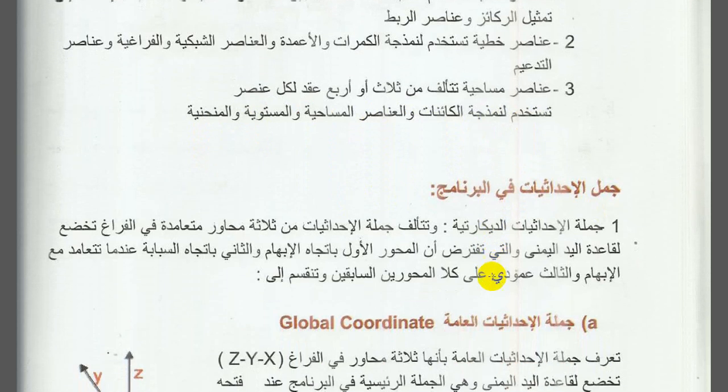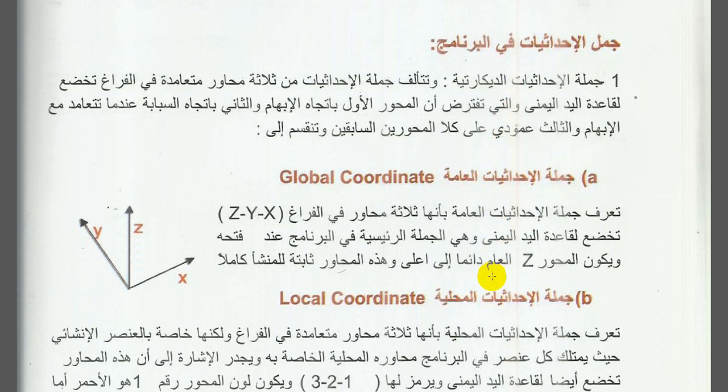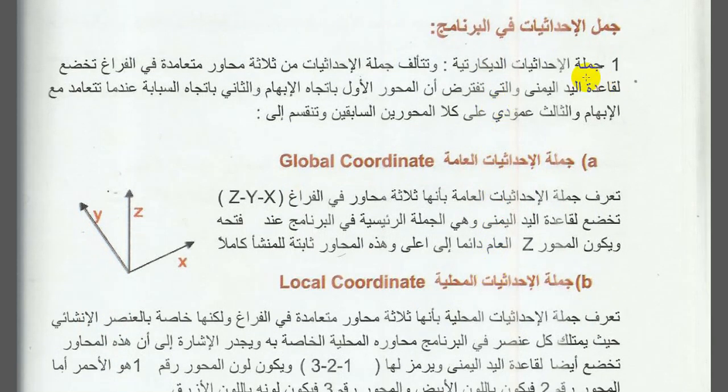Coordinate systems, or coordinate frames of the software. Cartesian coordinate system, or Cartesian coordinate set. The Cartesian set consists of 3 perpendicular axes in spatial media, supported by the right-hand rule, which assumes that the first axis is toward the thumb and the second axis toward the index finger, as you can see when they are perpendicular, and the third is vertical to each of them.